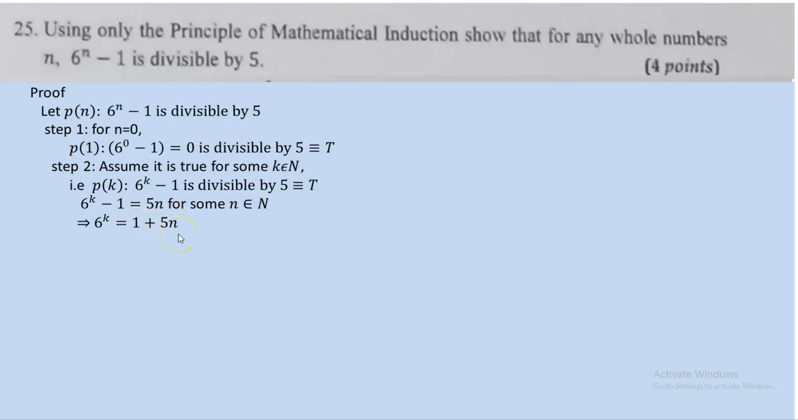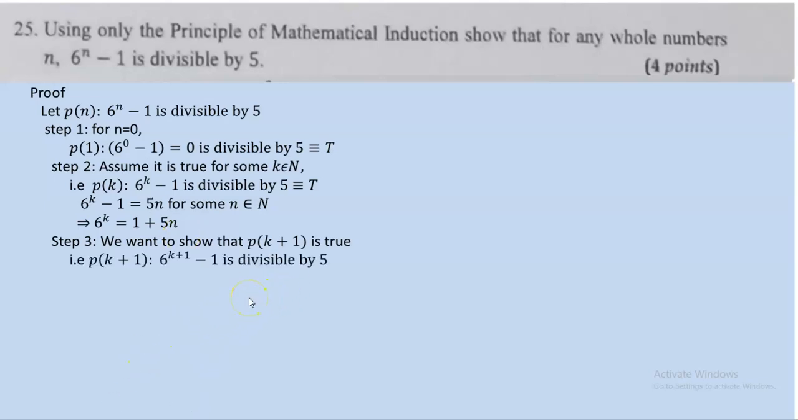Now we accept this as true, and having this into account, let's show that the statement is true for n equal to k plus 1. That is to say, show that this is true for p of k plus 1. But we know that p of k plus 1 is this one. It's a matter of putting k plus 1 in place of n. 6 to the power of k plus 1 minus 1 is divisible by 5. So our intention is to show that this is true.